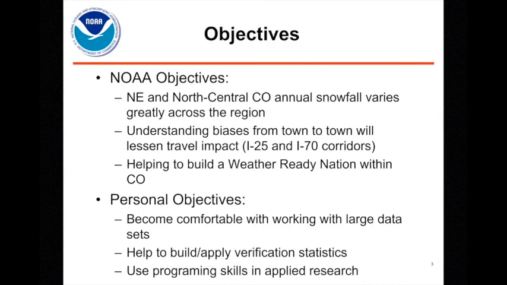So my research goes with the NOAA objective because North and North Central Colorado annual snowfall varies greatly across the region, and understanding biases from town to town will help lessen the travel impacts of snowfall, especially across the two main interstates across North and Northeast Colorado, being I-25 and I-70. And better understanding these biases will help to create a better weather-ready nation within the state of Colorado.